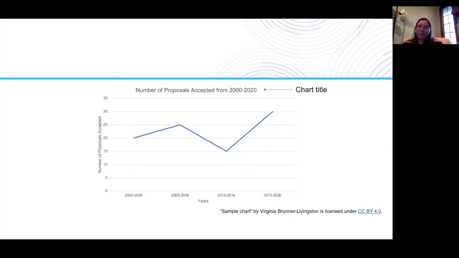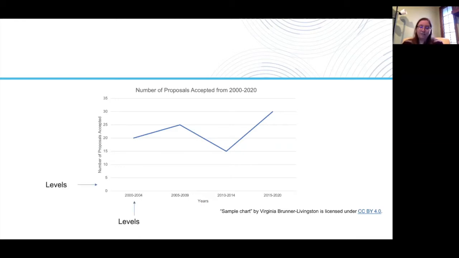So you can see in the first part of the title, we have number of proposals accepted, followed by a range of dates. So this information we already know. We're going to be looking at something about proposals and also something about time. On the left-hand side of the screen, we have number of proposals accepted, and on the bottom of the screen, we have years. Both of these are called the headings. Headings are what we are measuring in the chart or the graph.